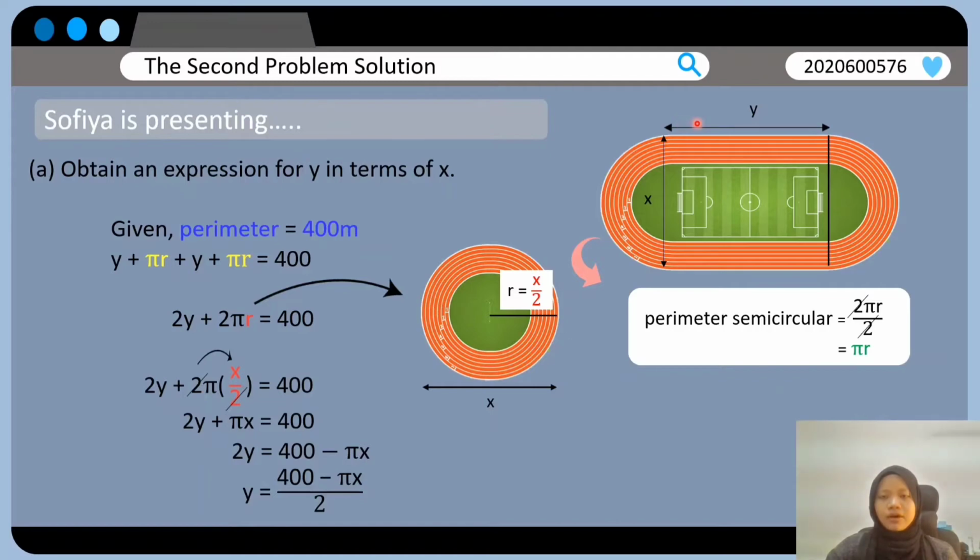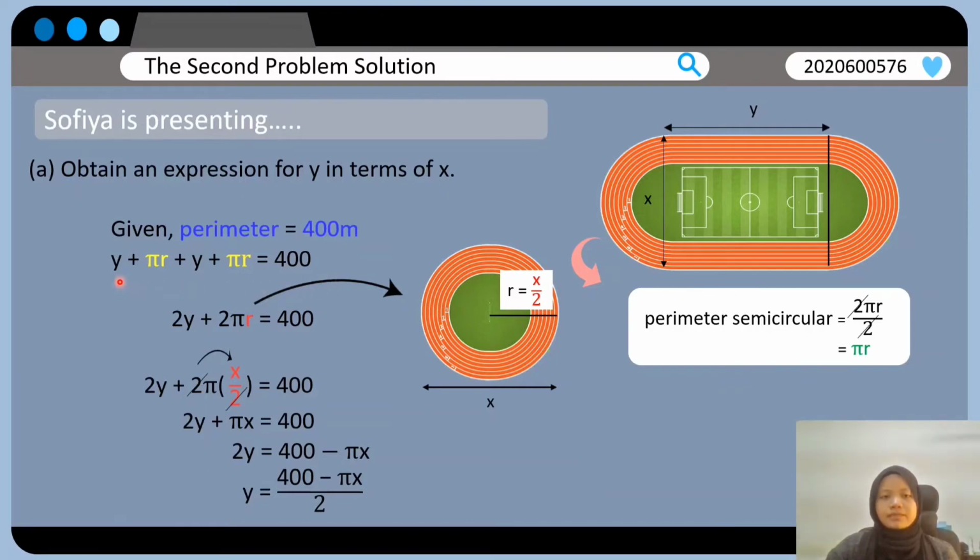This one is the length of the rectangle, which is y. This one is the length of the semicircle. But how to get the length of the semicircle? So here is the formula: 2 pi r over 2. When we simplify it, we get pi r. So the length of the semicircle is pi r. So the perimeter is y plus pi r plus y plus pi r equals 400.